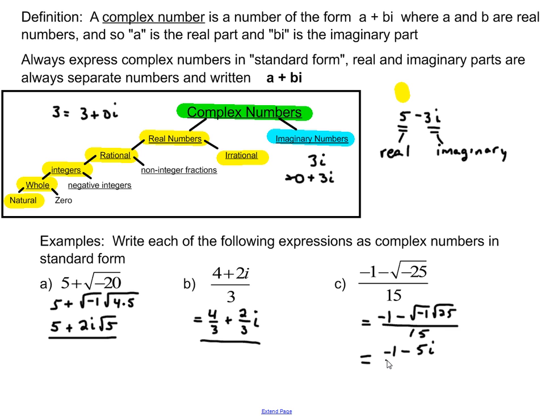divided by 15. But we simplify this by writing each of these expressions as two separate fractions. So we're going to have negative 1/15 as our real part, and we're going to have negative 5 over 15. Remember, that reduces to 1/3 i, and this would be our complex number in standard form right here.